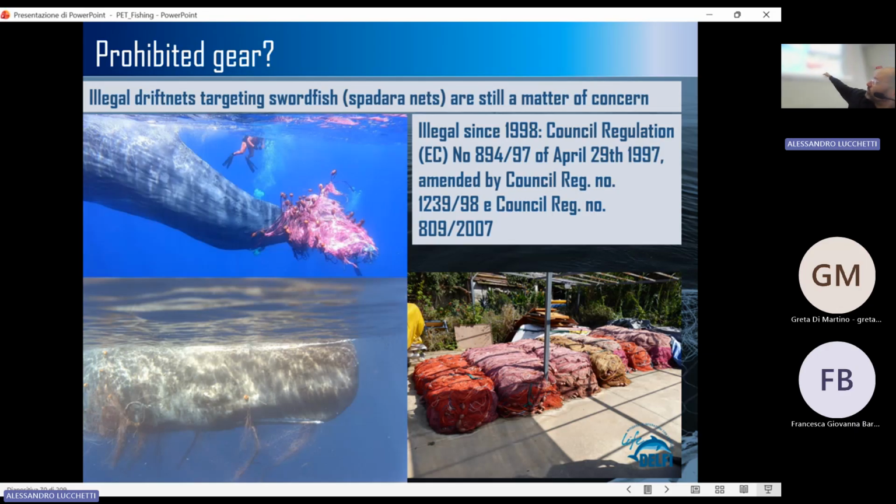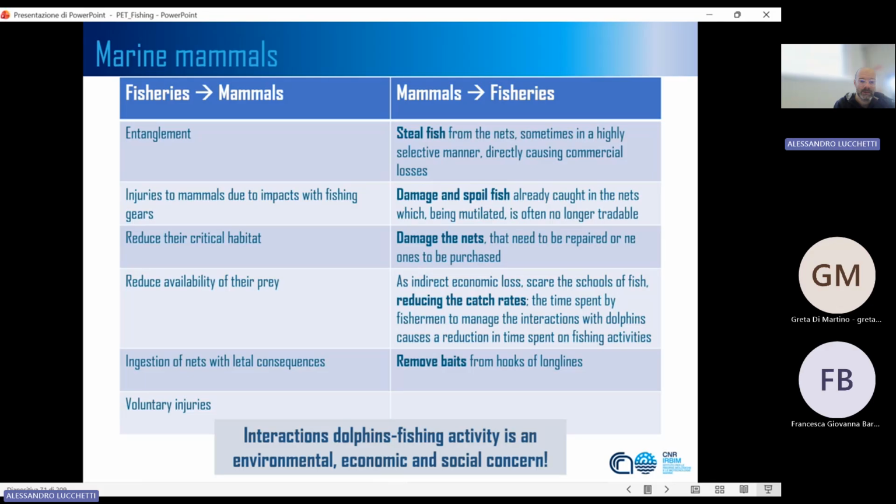This is just to give you an idea of the length of each net. This was a net confiscated by the Coast Guard, something like 10 kilometers, no, 15 probably. And each single net is more than 20 meters depth. Therefore, you can imagine the bycatch.